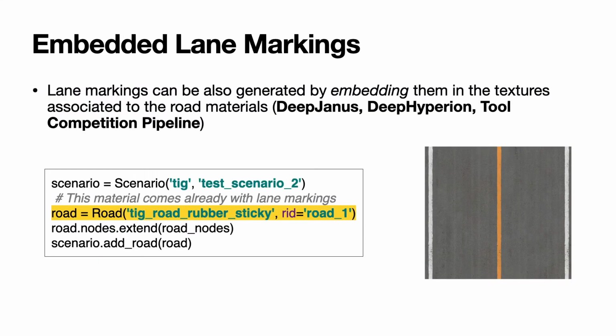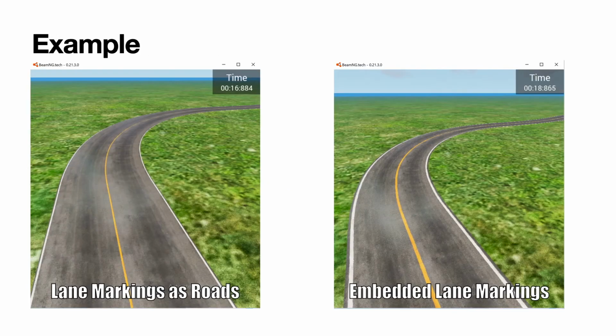The alternative, which is adopted by tools like DeepJanus, DeepHyperion, and the tool competition pipeline for the SBST tool competition, is that we can create a texture that embeds the lane marking, and then let the simulator adapt it to the road geometry. Once you have done this, the generation of the road is exactly the same as the basic one, but it will render slightly differently. For example, this is how it will render.